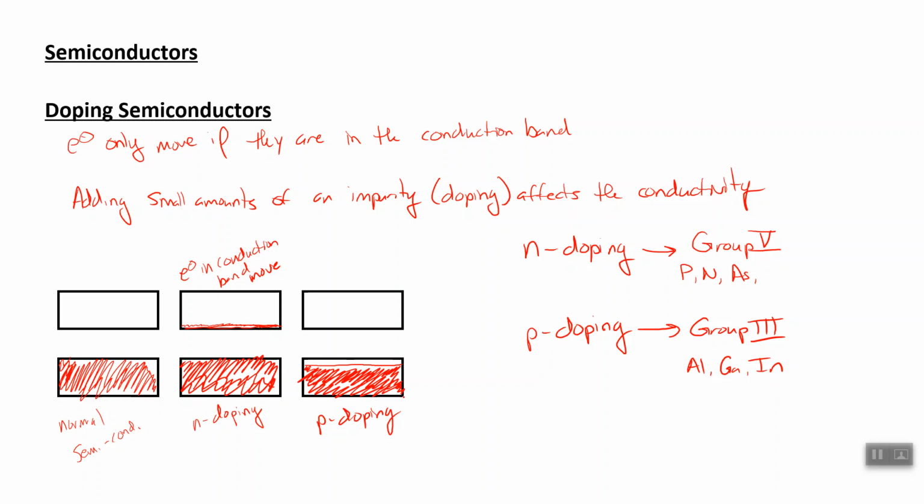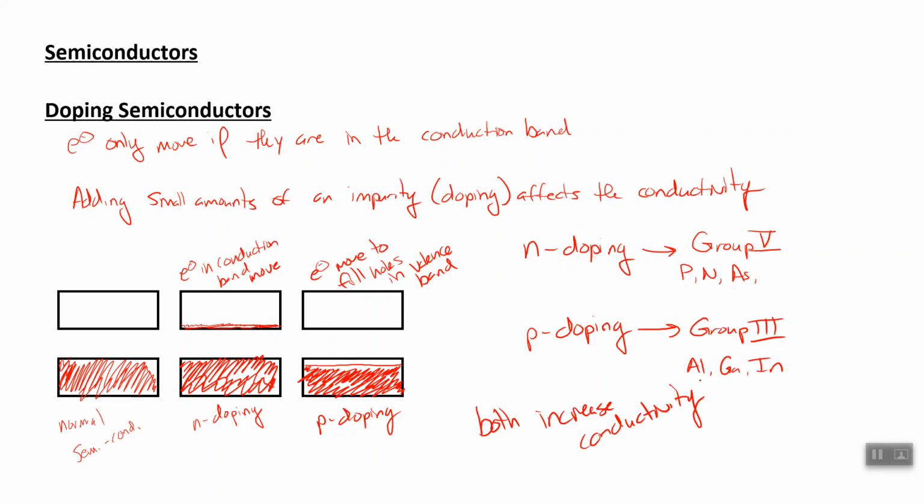And so the result of this is that electrons now still move, but they move to fill the holes in the valence band. And so actually either way we go, if we do p-doping or if we do n-doping, we create this movement of electrons. So either way we increase the conductivity. Both p-doping and n-doping increase conductivity.